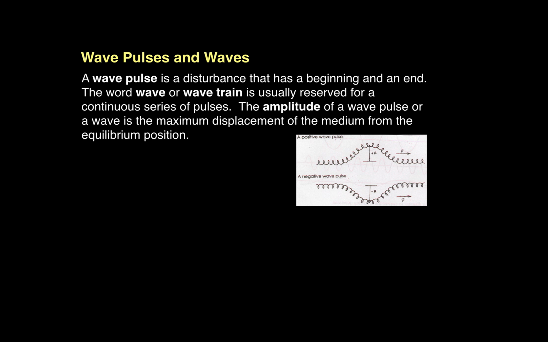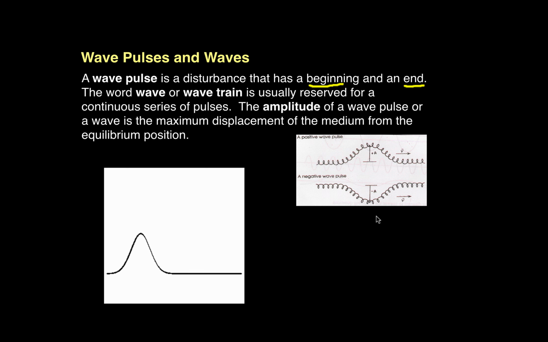A wave pulse is a disturbance that has a beginning and an end. The word wave or wave train is usually reserved for a continuous series of pulses. A single wave pulse travels along the medium as a single amplitude. The amplitude of a wave pulse, or a wave, is the maximum displacement of the medium from the equilibrium position. The equilibrium position is the position that the medium rests at, and the maximum amplitude, or just the amplitude, is the maximum height.